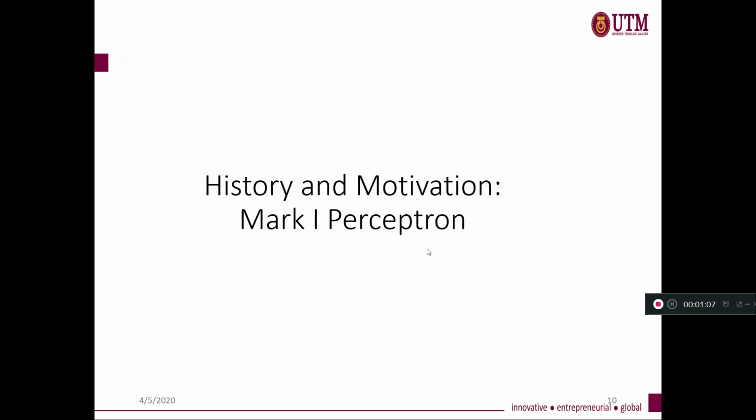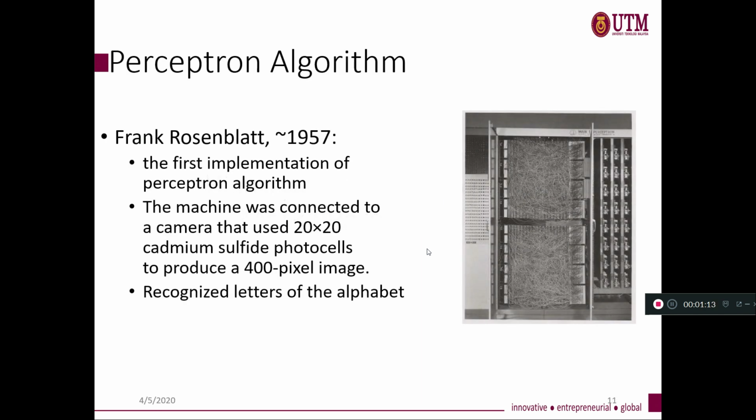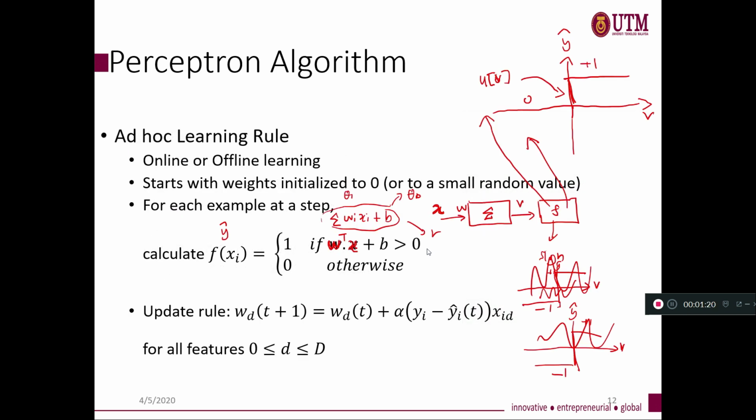As you can see through this history, when the Mark 1 Perceptron was discovered, they built a machine that can classify the alphabet by using the perceptron algorithm, which is this one. This is what you learned in the previous lecture, related to linear models for classification. Of course, we don't cover the unit step function, but we cover the sigmoid function and softmax function, which is cascaded with the linear function over here.